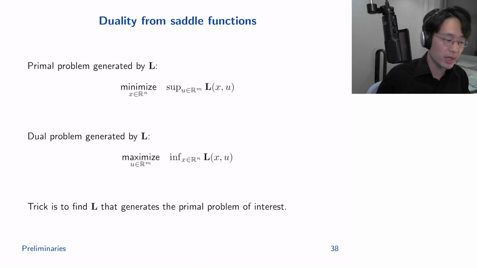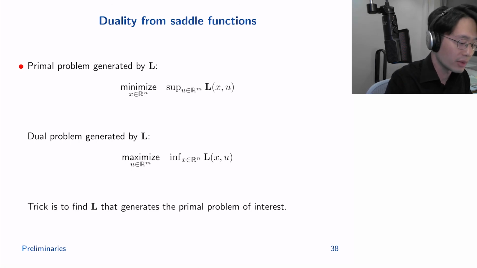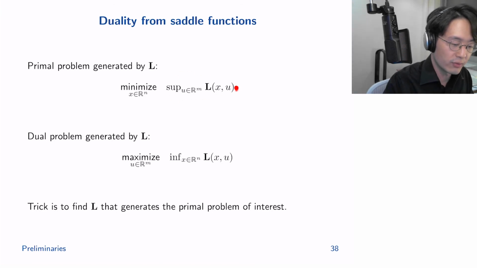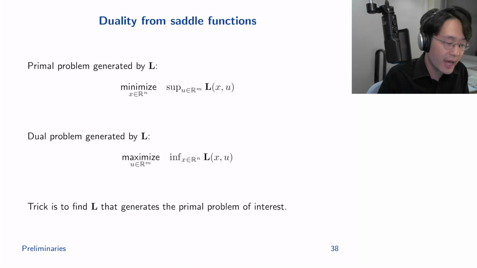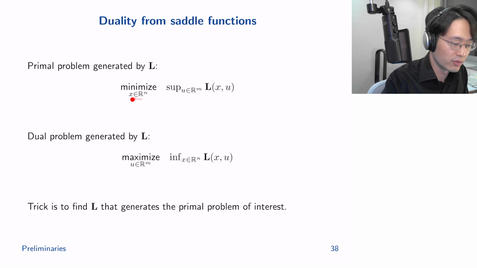Given a saddle function L, we define the primal problem generated by L to be the problem of minimizing this function. L is convex in x, and we take the supremum over u. This supremum results in a convex function in x, and we perform the minimization. This convex minimization is referred to as the primal problem, and it is in some sense half of the problem of finding a saddle point of L, because we're just performing the minimization over the variable x.